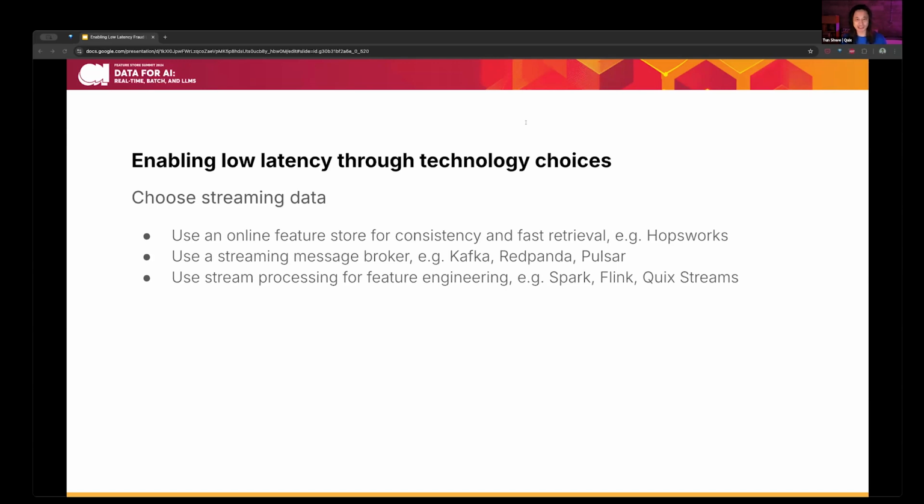Note that you can't use a traditional database to achieve the high throughput and low latency that's provided by stream processing and feature stores. These are technologies that were built from the ground up with these kind of critical use cases in mind.